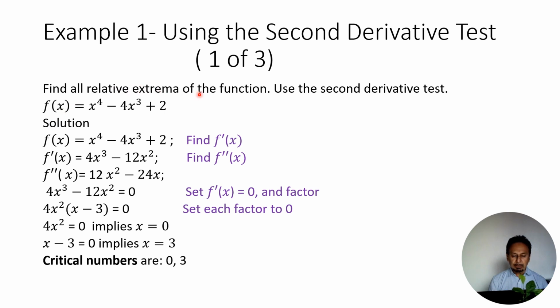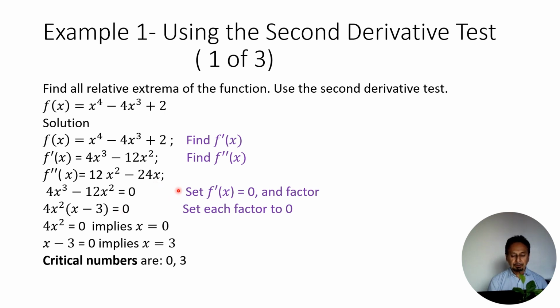We're going to find the relative extrema of the function using the second derivative test. So start with f of x equals x to the 4 minus 4x cubed plus 2. Let's differentiate to find f prime of x. This becomes 4 times 3, 12, x squared, and the derivative of 2 is 0. Now differentiate again to find the second derivative. f prime of x becomes f double prime of x: 4 times 3, 12, x squared becomes 12 times 2, 24, x.